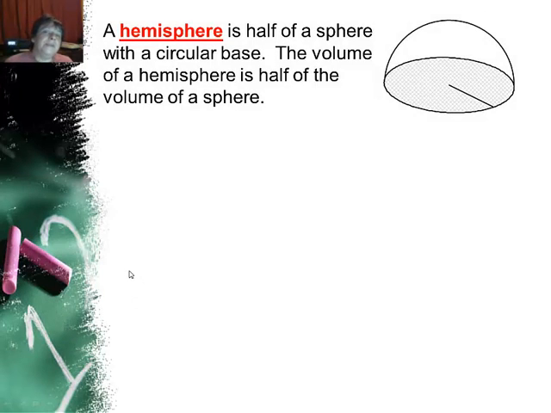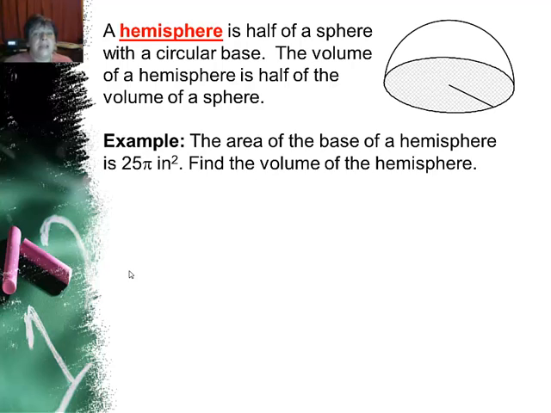Now, a hemisphere is half of a sphere with a circular base. The volume of a hemisphere is half of the volume of a sphere. That's not true for surface area, and I'll let you think about why that's the case. So, looking at an example, the area of the base of a hemisphere is 25 pi inches squared.